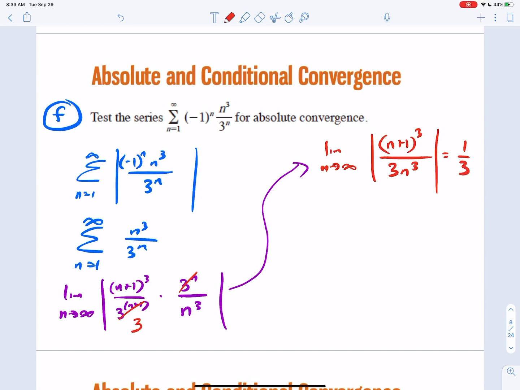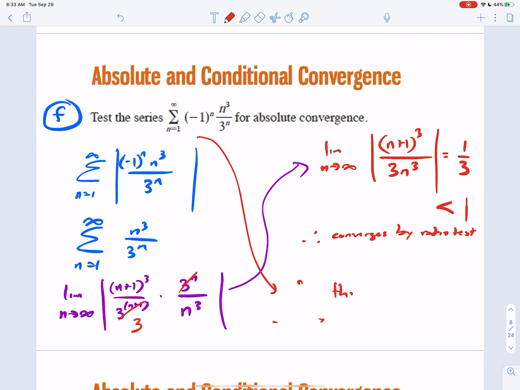Okay? And according to the ratio test, this 1/3 comes out definitely less than 1, so we know that this will converge by ratio test. But even the bigger picture, therefore, this series converges absolutely. Okay. Now, if it didn't converge, you're pretty much done there based on the phrasing of the question, because they're only asking for absolute convergence.